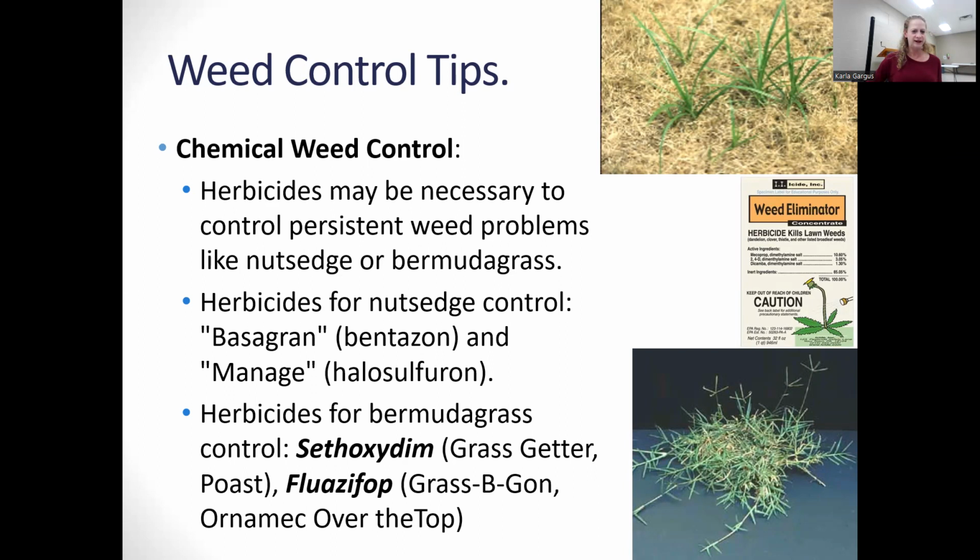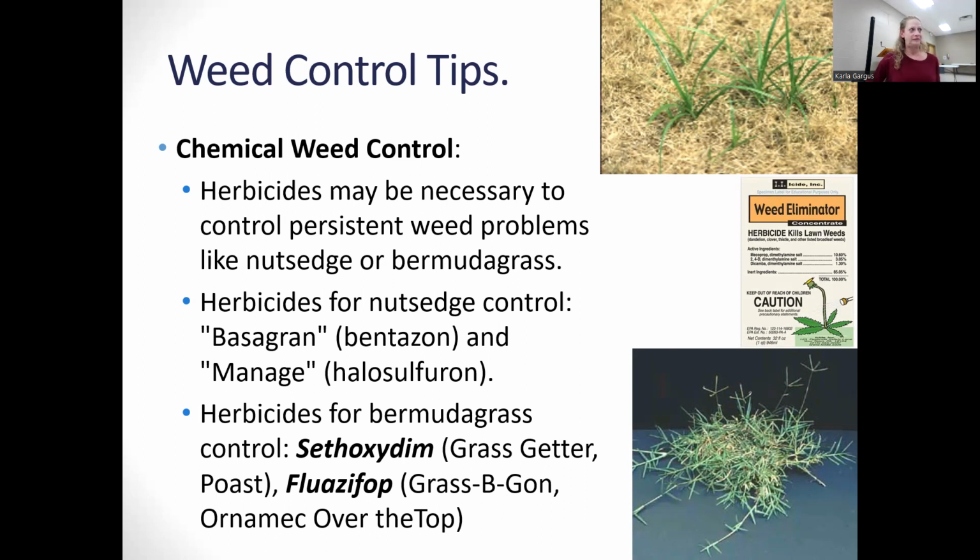Herbicides that you can use in the landscape. Now, this would not be for vegetable gardens. It would be in landscape plants that are non-edible, would be either Basagran or Manage. And then, of course, here's our favorite. We've got our Bermuda grass, and Poast is a really good one for controlling the Bermuda grass or suppressing it. You can't really kill Bermuda grass.